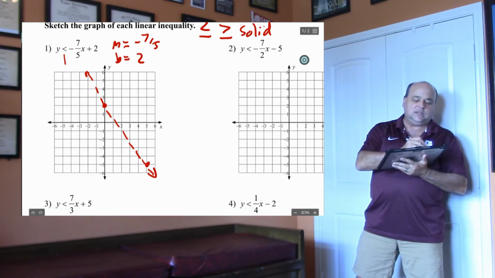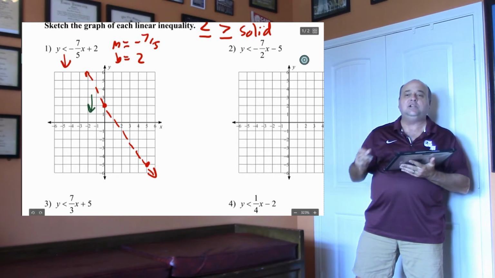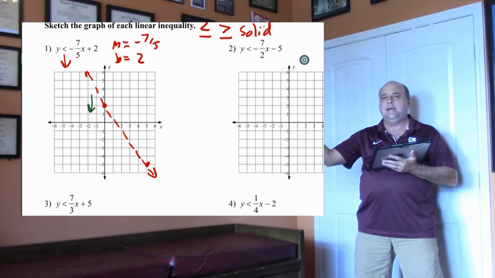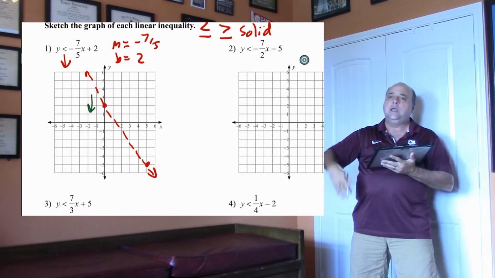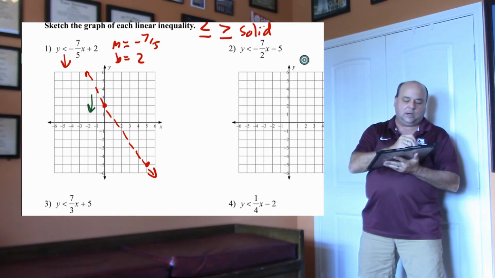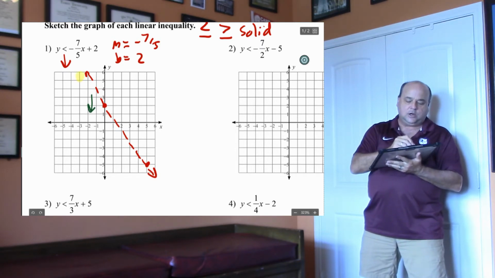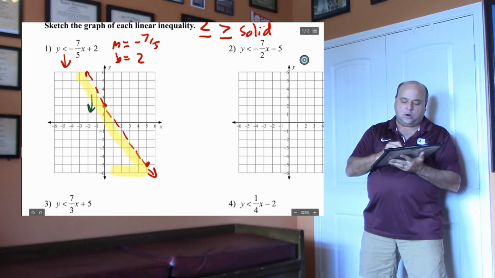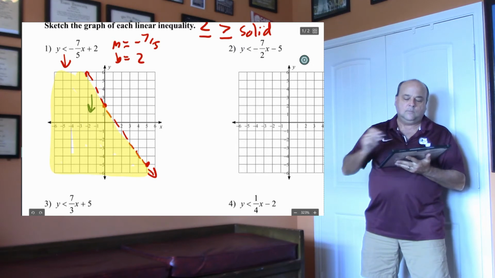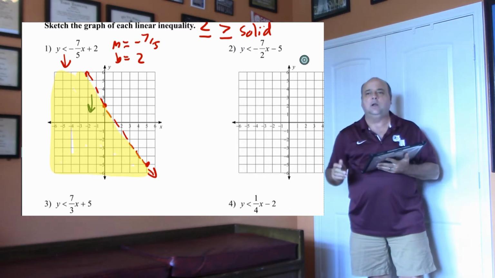Now then, read this. It's y less than, so basically I'm going to take the line and shade down. Any dot below that line will make the inequality true. Any dot above the line or on the line will make the inequality false. So basically you're going to shade one part of this. Piece of cake. So you're going to shade everything below the line.